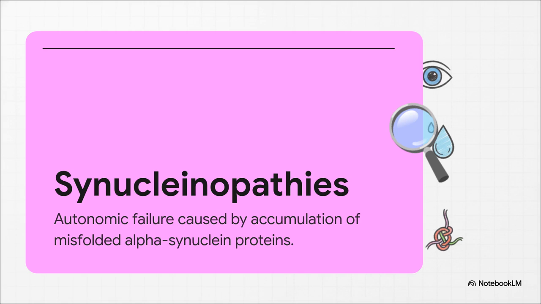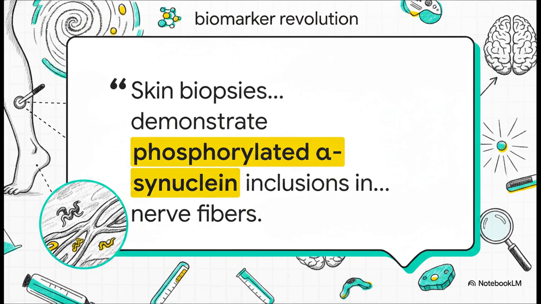Historically, we always thought of things like Parkinson's as purely a brain disease, but pathologically, this misfolded protein aggregates in both the central nervous system and the peripheral autonomic nervous system. In fact, the autonomic failure, like severe NOH, often shows up years before the brain symptoms ever do. This realization has led to an absolute biomarker revolution.